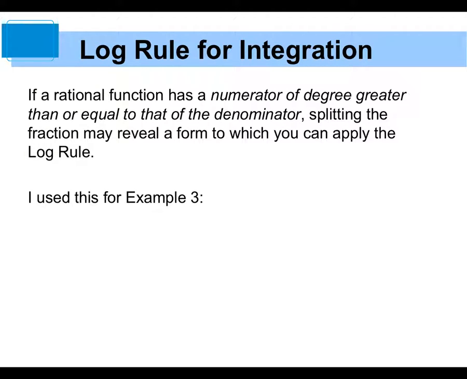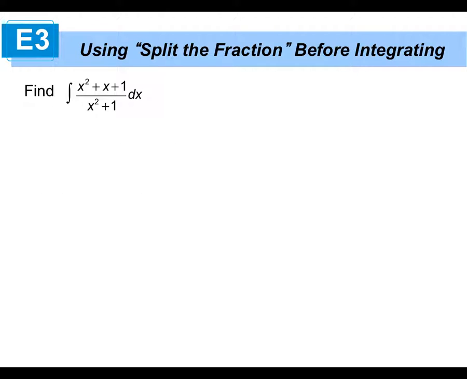I get it. Rational function, numerator, splitting the fraction may reveal a form that can be integrated. Okay, let's just do this. Okay, split the fraction. So, when you split the fraction, the denominator stays intact. You only split the numerators.